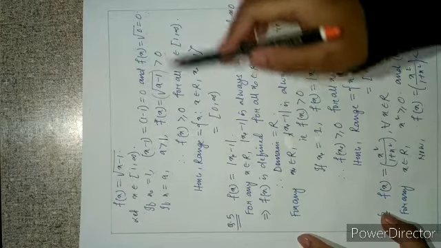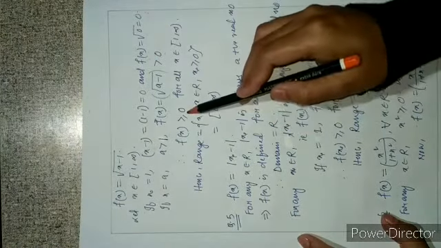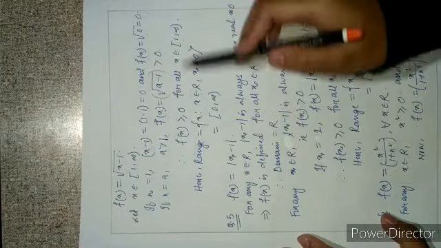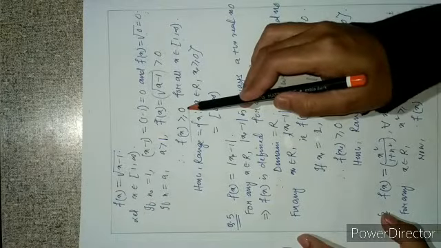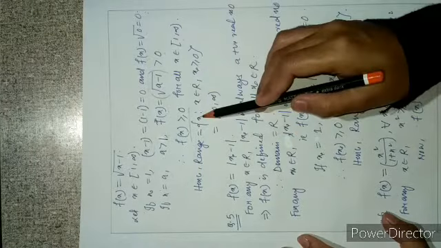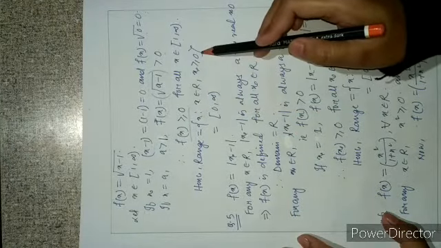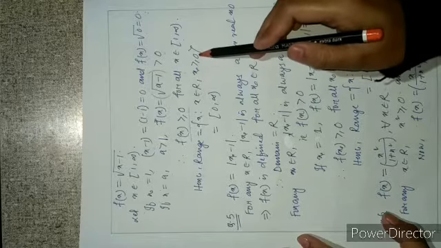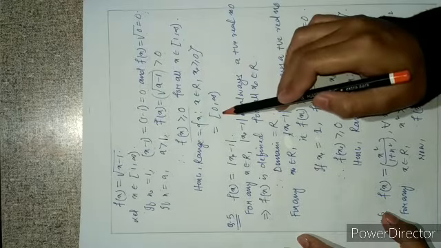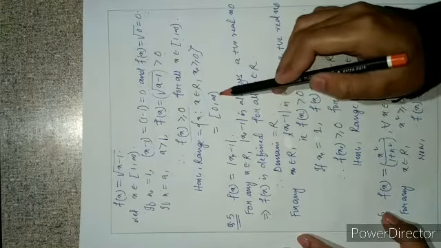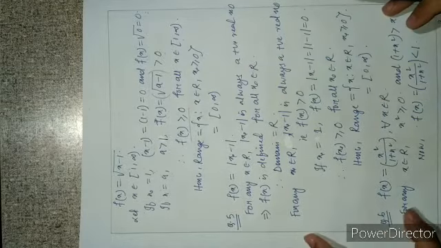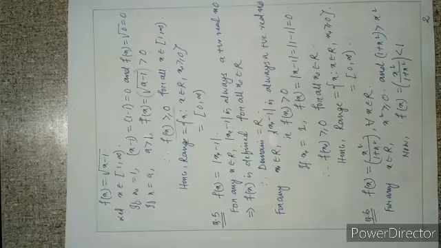By combining these two cases, we have f of x is greater than or equal to 0 for all x belonging to the interval [1, infinity). And hence the range of the function will be the set of real numbers, but it should be greater than or equal to 0. In interval form, it can be expressed as [0, infinity).